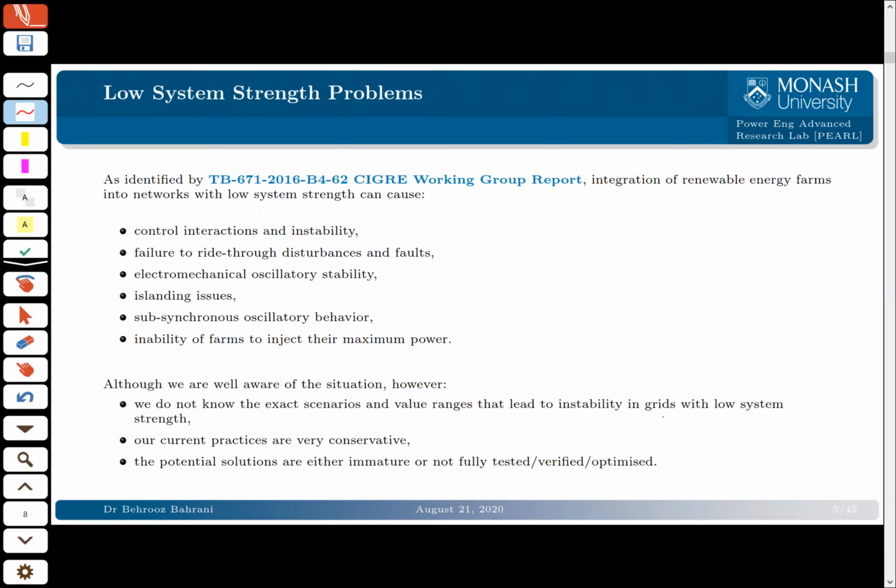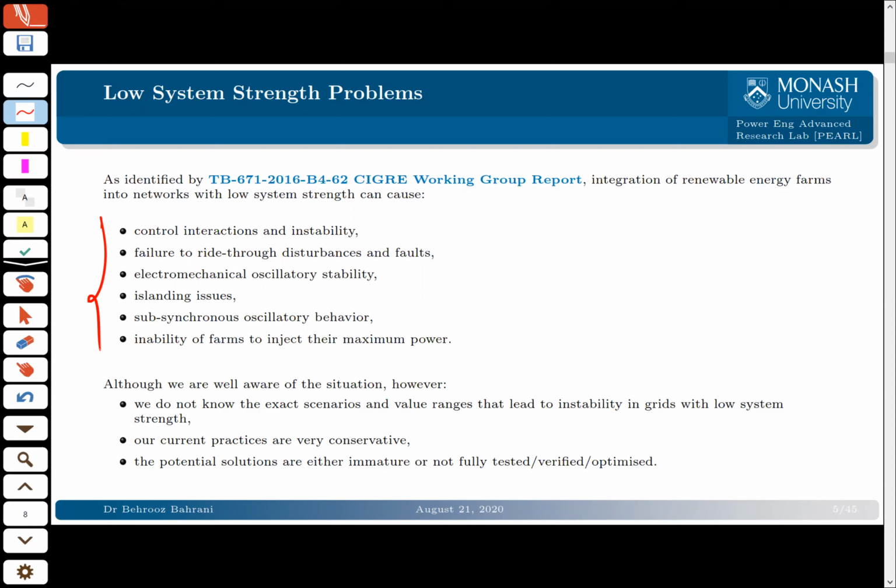But what are the problems? Well, as identified by one of the CIGRE reports, a report on integration of renewable energy farms into weak networks, these are the issues that we might face. Control interactions and instability, failure to ride through, electromechanical oscillatory stability, islanding issues, SSOs, sub-synchronous oscillatory behavior, inability of farms to inject their maximum power, and many more that I haven't listed here, but these are quite important.